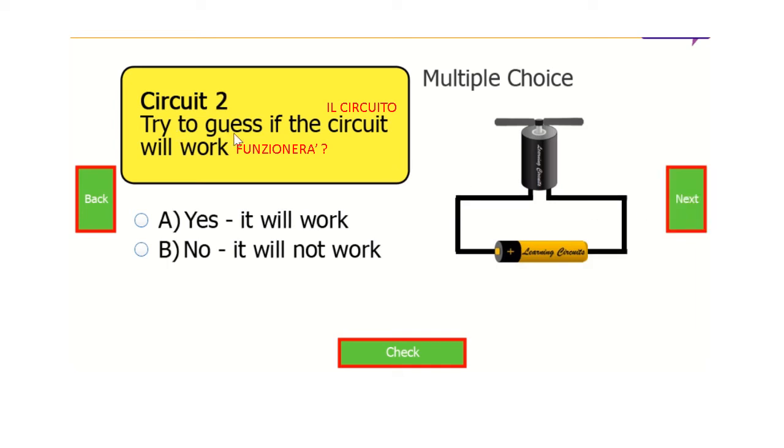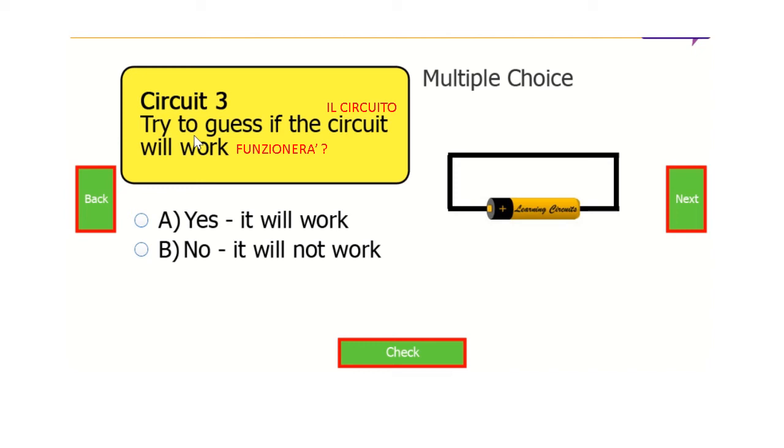Circuit number 2. Try to guess if the circuit will work. Yes, it will work. No, it will not work. We have a battery, a wire, and the motor, so everything necessary. And this time, the battery is connected to the wire, to the motor. The wire comes out the motor and into the other side of the battery. So, I think this will work. Let's check. And that's correct.